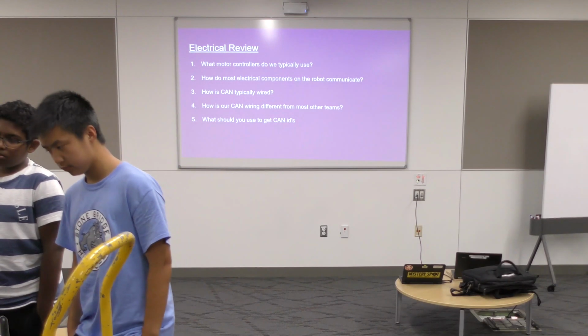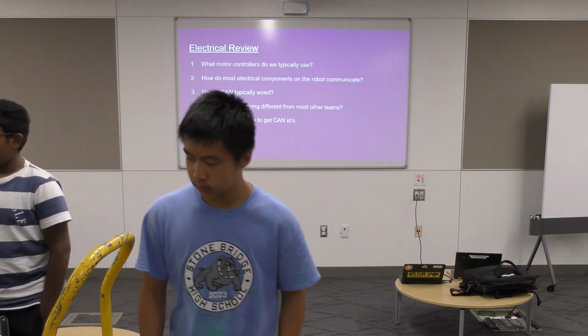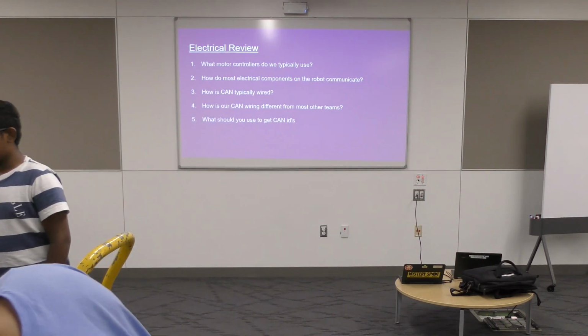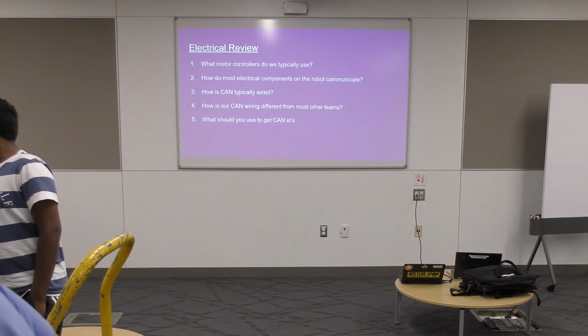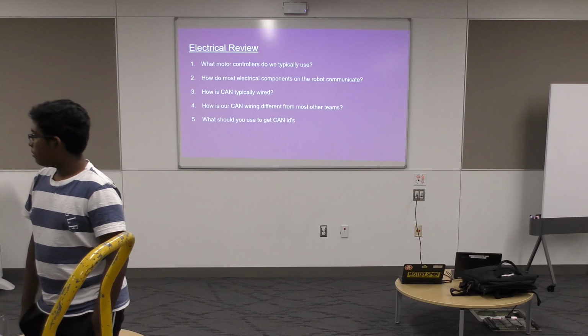So this is our CAN PCB hub right here. Essentially all of the motor controllers are plugged into here, and then one set of wires is going from here to here. What is this? I'll put it, power?